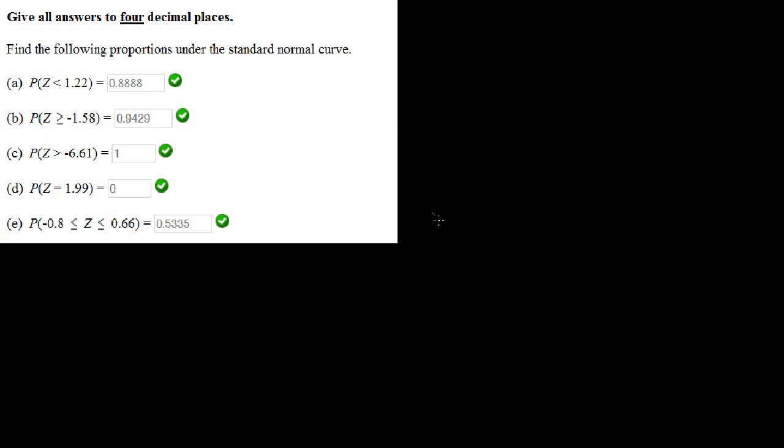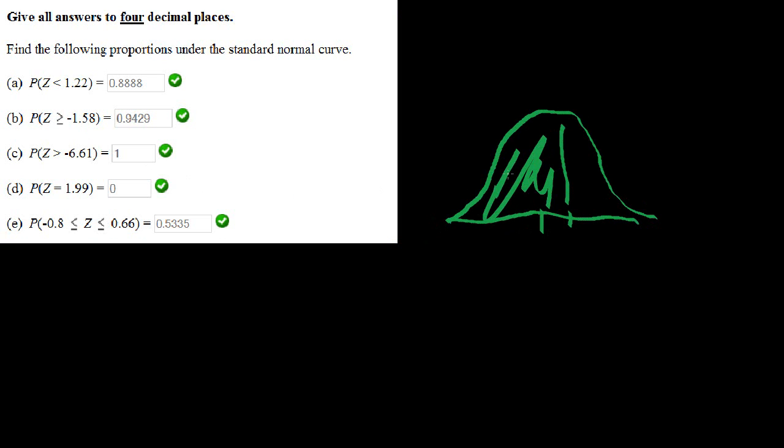Now, if we just looked up the value 1.22 on the standard normal probability table, we would get the proportion, or the chance of it being towards the left, which is what it wants. So if this were to be the standard table, we would get everything towards this area right here, which happens to be the answer 0.88.